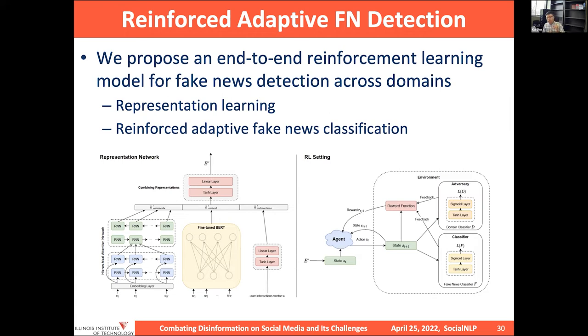So we integrate these two classifiers, the domain classifier and the fake news classifier, together, and then model them as a reward function, as feedback to help the representation learning of this piece of news, okay? So in this way, we will be able to learn a domain invariant news representation to better detect fake news in the target domain, okay?